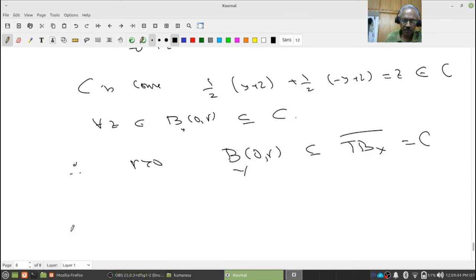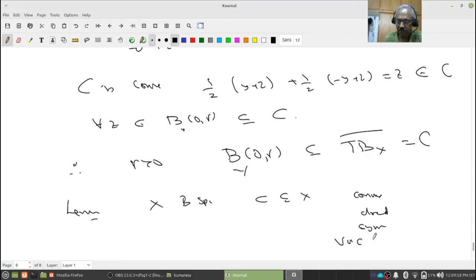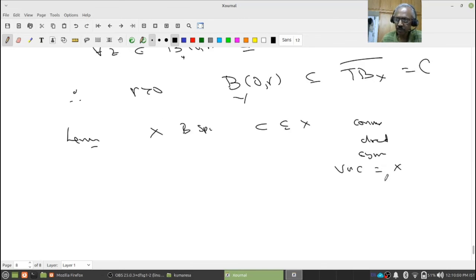Please understand that. I don't want to write it, but if you want me to write, I will. This is the lemma we have proved. Let X be a Banach space and C in X be convex, closed, symmetric, and the union of nC equal to X. Then there exists R positive such that R times Bx is contained in C. This is all we proved.